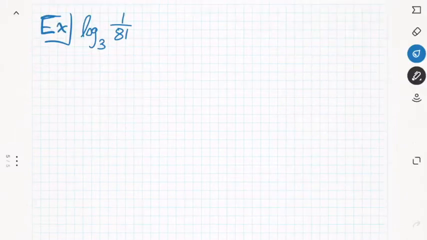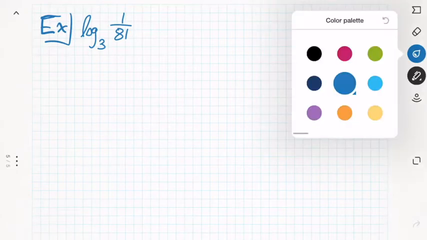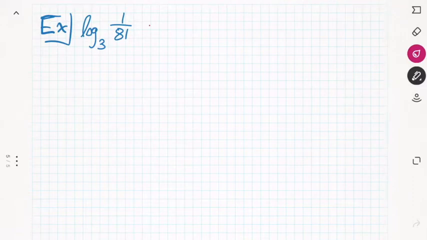Here's my last example for just evaluating simplistic logarithms. Again, we have a weird fraction going on. So we have log base 3 of 1/81. What power do you have to raise 3 to get 1/81st? So again, I'm just going to set it equal to x and rewrite it as an exponential function. So 3 raised to the x is equal to 1/81.